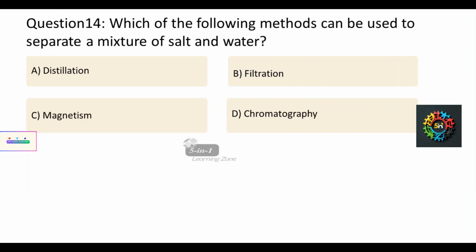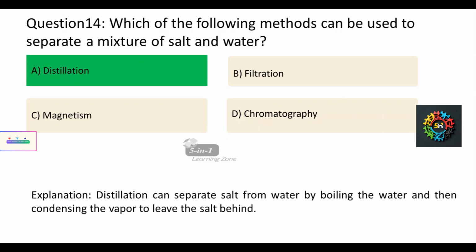Question 14. Which of the following methods can be used to separate a mixture of salt and water? Correct answer: A. Distillation. Explanation: Distillation can separate salt from water by boiling the water and then condensing the vapor to leave the salt behind.